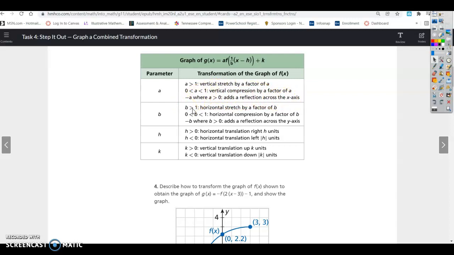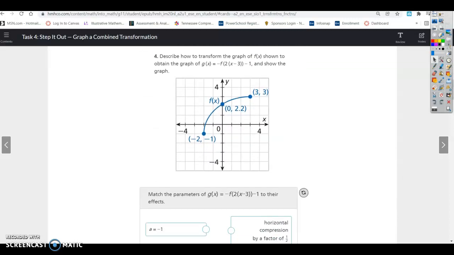And B, when B is positive, it's a horizontal stretch. When B is between 0 and 1, a horizontal compression. When B is negative, as long as B is greater than 0, it is a reflection across the y-axis. H, when H is positive, it moves you to the right. When H is negative, it moves you to the left. When K is positive, it moves you up. When K is negative, it moves you down. All right, so these are things that you should definitely have in your notes.